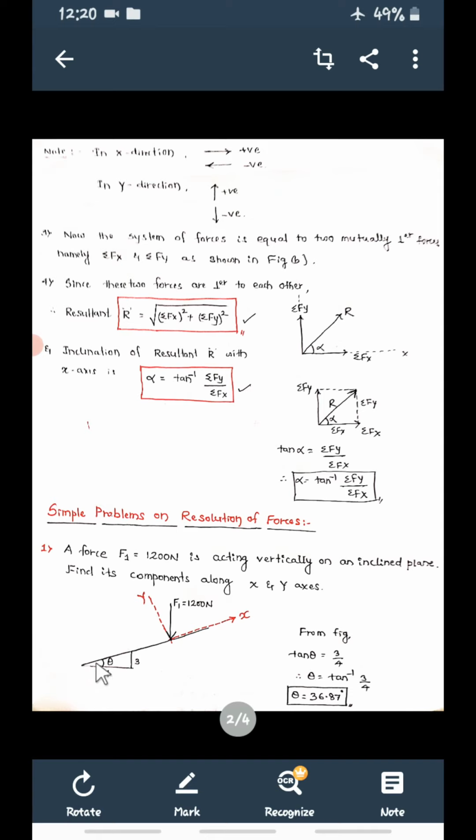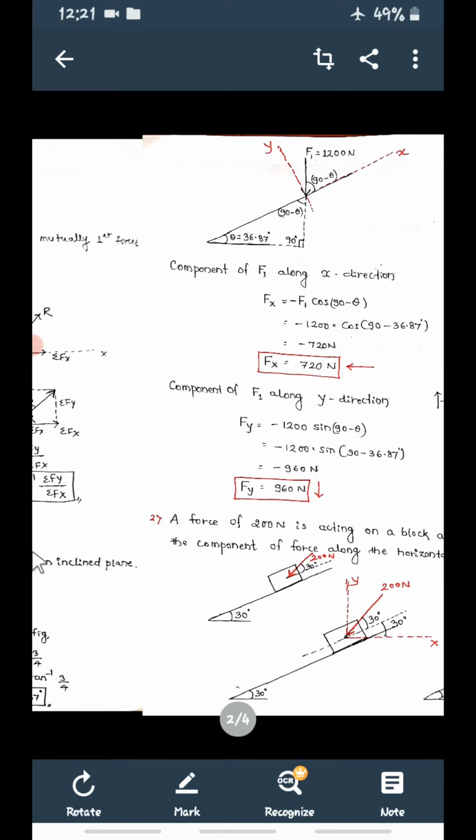Now see, from this triangle, can you find theta? If I consider tan theta, so tan theta is equal to what? 3 by 4. So theta is equal to tan inverse of 3 by 4. Tan theta is equal to opposite divided by adjacent. So theta I can get as 36.87. So this inclined plane is making an angle of 36.87 with horizontal.